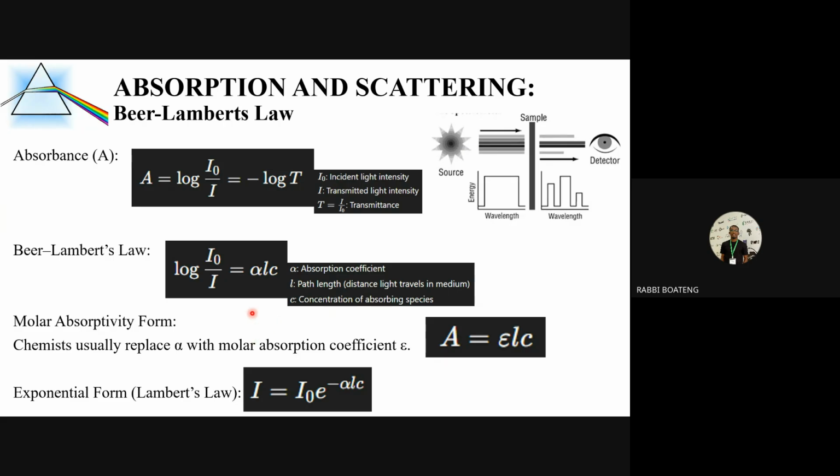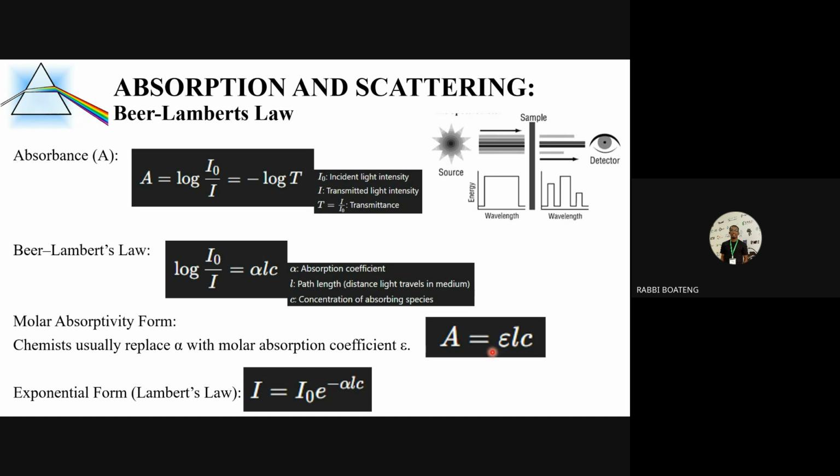Now, in chemistry, most of the time, if you want to relate this, they replace it with something we call the molar absorption coefficient, which is the same. Is that okay? So we can also replace it by the molar absorption coefficient. I just added this so that in case you see it somewhere, you will not be confused about it.